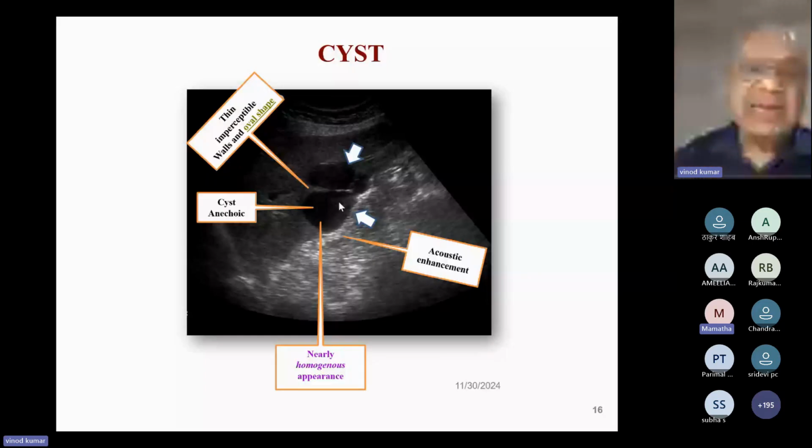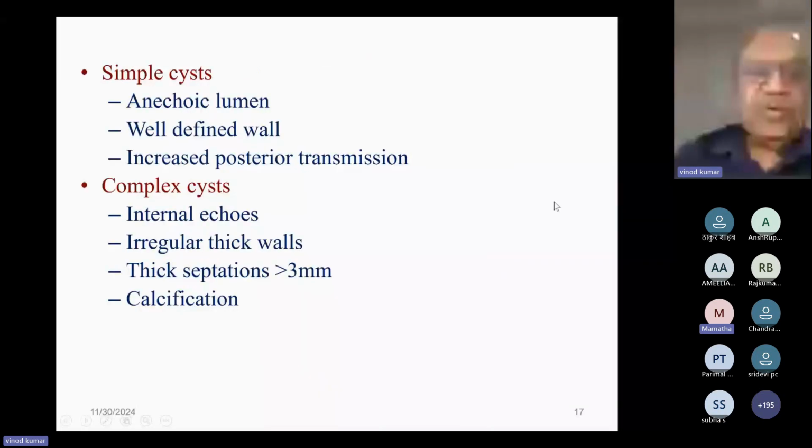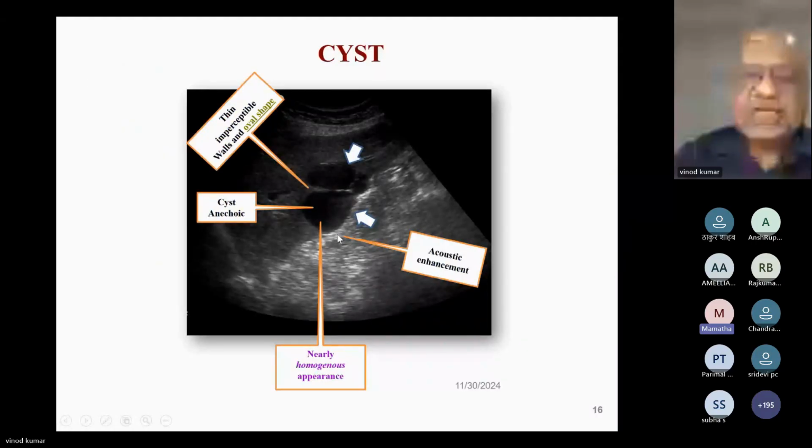So a cyst can be identified when it is anechoic, when acoustic enhancement is there, near the boundary the surface is homogeneous, and the boundary wall here is imperceptible. That means it is not visible. So similarly, we try to study other tumors. A simple cyst is anechoic, with a well-defined wall and increased posterior transmission. Posterior transmission is this.